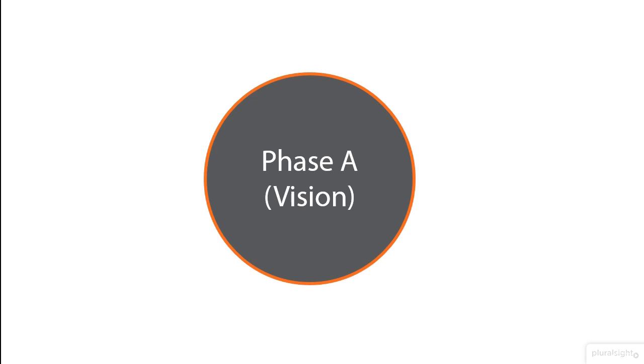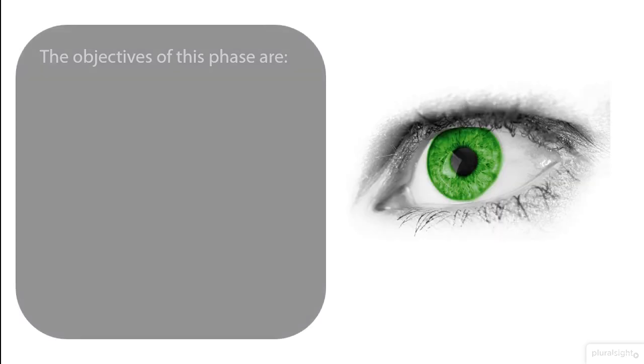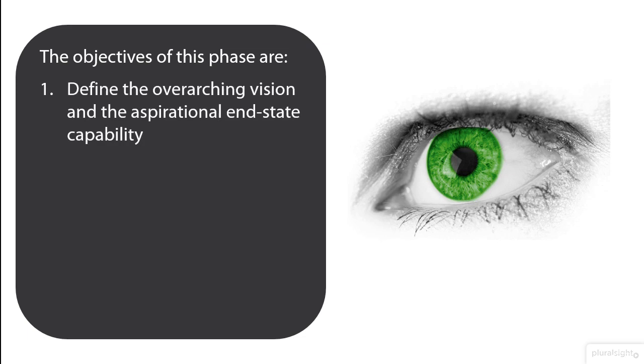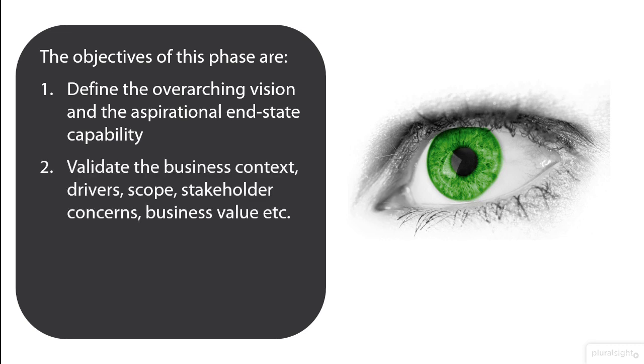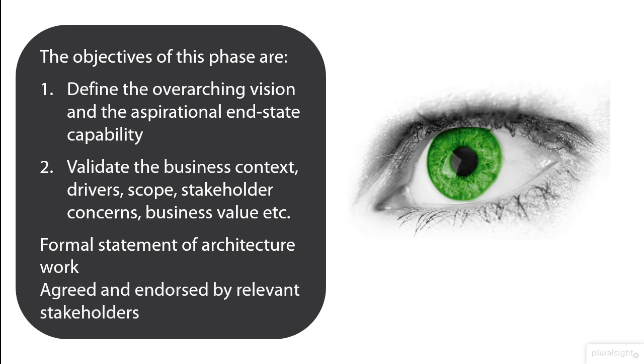The objective of this phase really is to, number one, define the overarching vision, which defines the aspirational end state capabilities aimed by the current iteration of ADM, and perhaps for any iterations that might be spawned from the current one. It also further validates the business context, drivers, scope, stakeholder concerns, the business value of the proposed target state capabilities, etc. This phase culminates in the creation of a formal Statement of Architecture Work, which articulates the outcome of the analysis done in this phase, which then is agreed and endorsed by relevant stakeholders to move the architecture development forward.